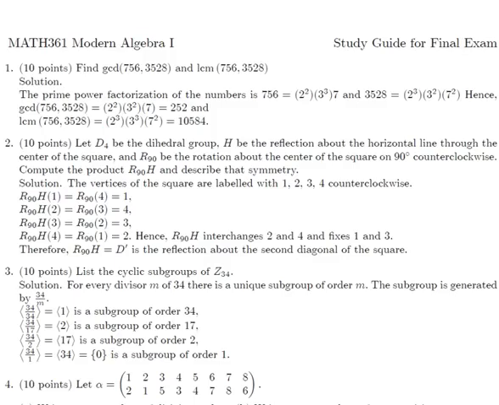Problem 1. Find the greatest common divisor of these two numbers and the least common multiple of the same two numbers. First, we start with writing each of the numbers as a product of prime powers.